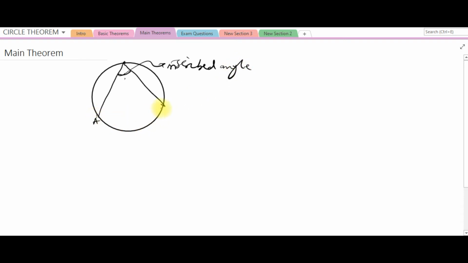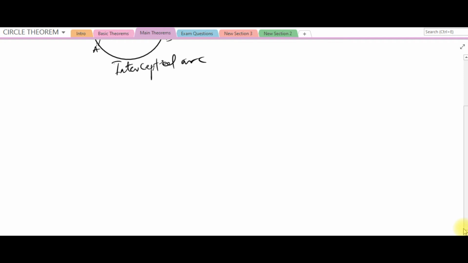Now the arc, let me label it arc AB. The arc here is called the intercepted arc. So this is called the intercepted arc. So that's the basis. We now go over to the main theorem, which is called the inscribed angle theorem.